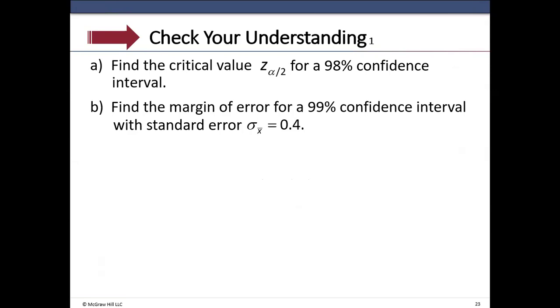Area in the center is 0.99 plus area in the left tail is 0.005. Total area to the left of Z alpha by 2 is 0.995. And we go down to paste, hit enter and enter. The critical value is 2.576. So take that critical value of 2.576 and multiply it by 0.4, which is the standard error, and the margin of error is 1.03.